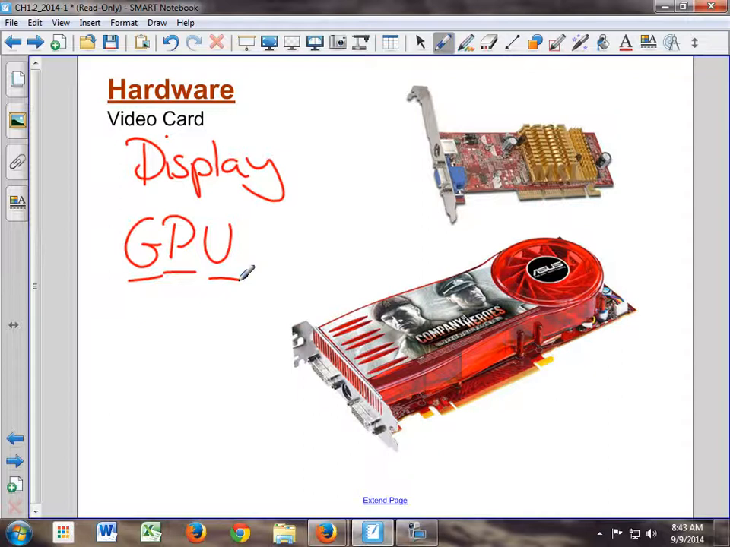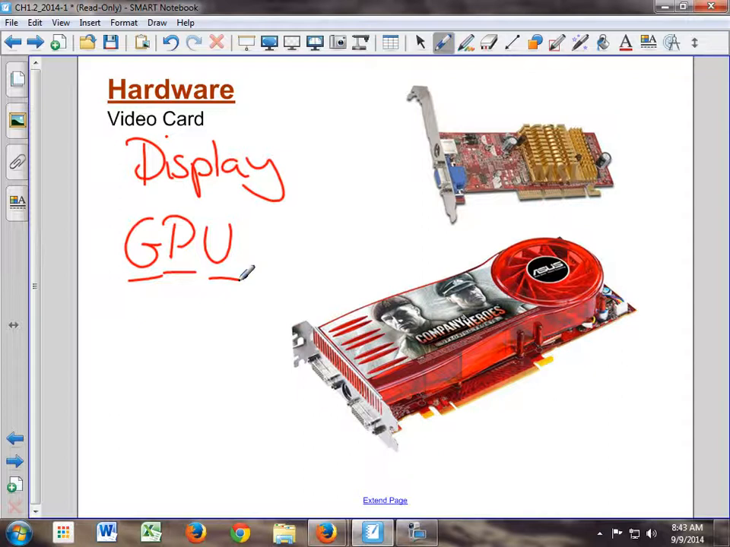our monitor, okay? It also has memory that it has to use. Well, it might have memory that it has to use, okay? In the case of this integrated video card, there is no memory. It's just part of the motherboard. So where does it get its memory? It has to have memory. It steals RAM from the motherboard.